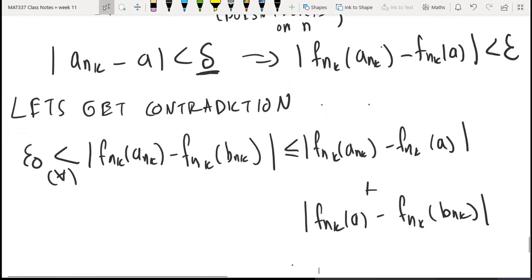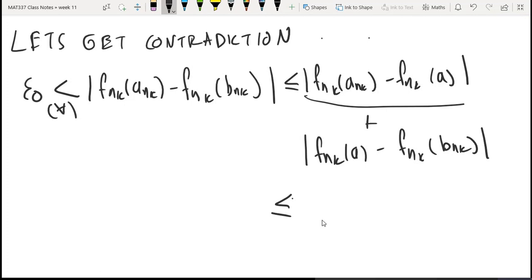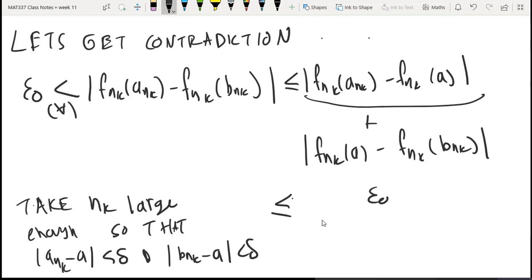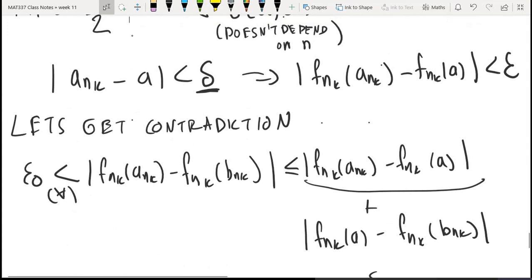use the continuity. So take N_K large enough so that |A_{N_K} minus A| is less than delta, and |B_{N_K} minus A| is also less than delta. So we get epsilon naught over 2. Oh, I see why I did. Okay, good. I needed to get my, no, I was fine.